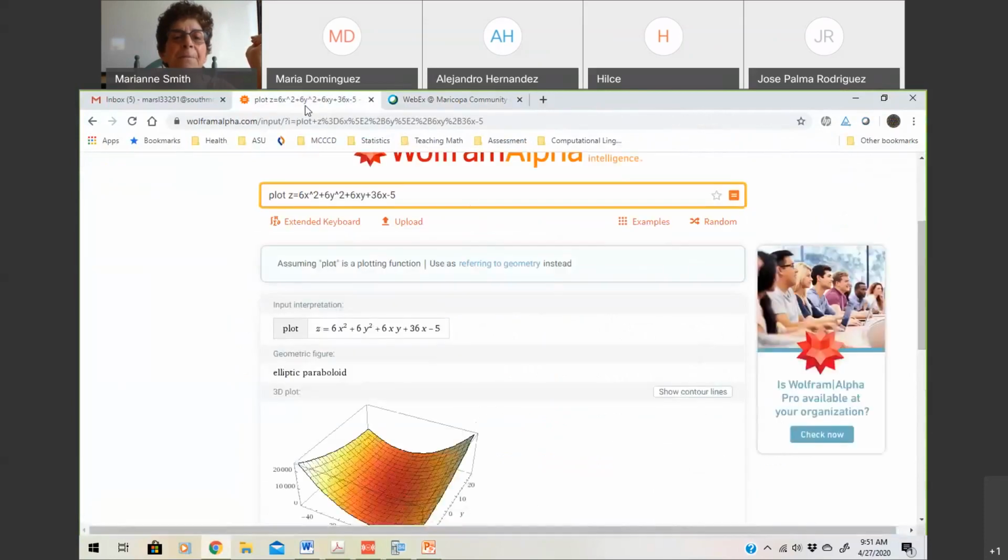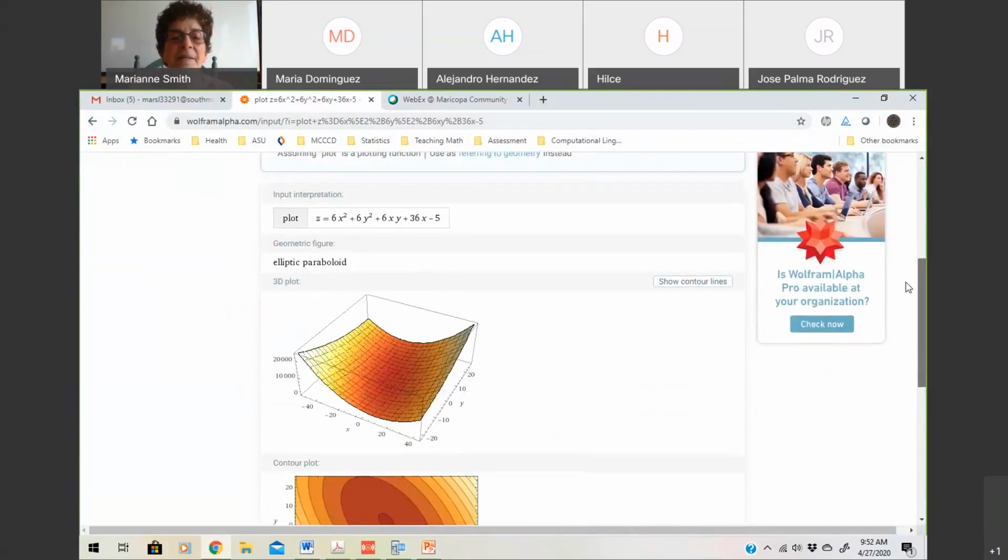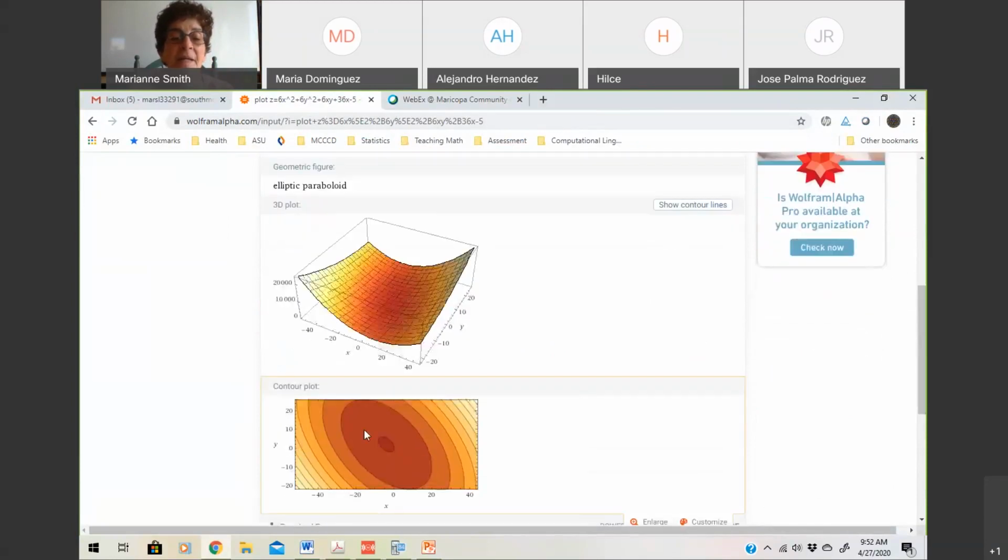Here's Wolfram alpha. Here was my original function, 6x squared plus 6y squared plus 6xy plus 36x. This is just wolframalpha.com, and again, the command is plot z equals. And again, you can see I get this wet sheet looking thing. Here is a cross section of it. And again, the redder the values get, the lower the surface. So you can see I have a low spot here.